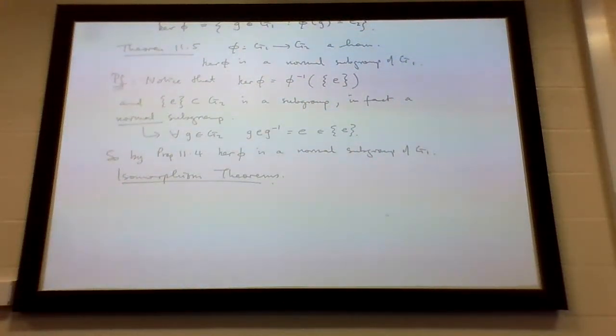You see, if the kernel of a homomorphism is a normal subgroup, then that means we can form a factor group of the domain of the homomorphism. And the question is, what's the relationship of that factor group to the destination of the homomorphism? So this is theorem 11.10.